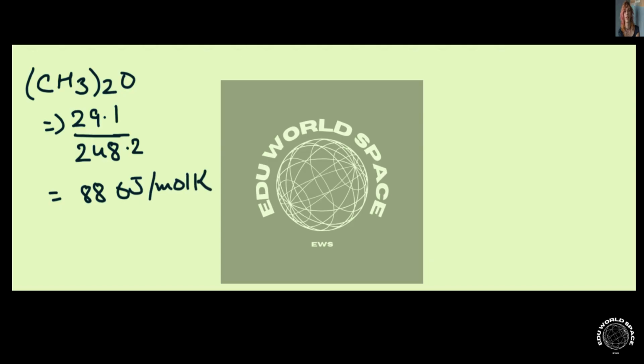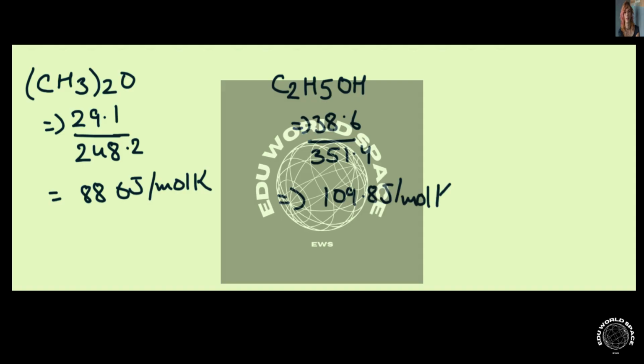Third, now we have ethanol, C2H5OH. It will be 38.6 divided by 351.4. So entropy will be 109.8 joules per mole Kelvin.